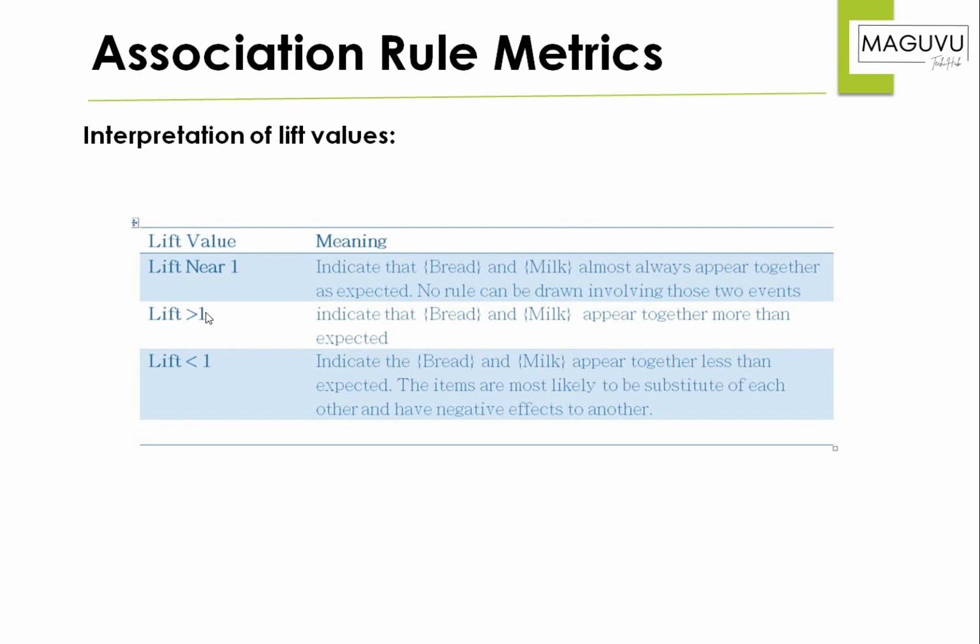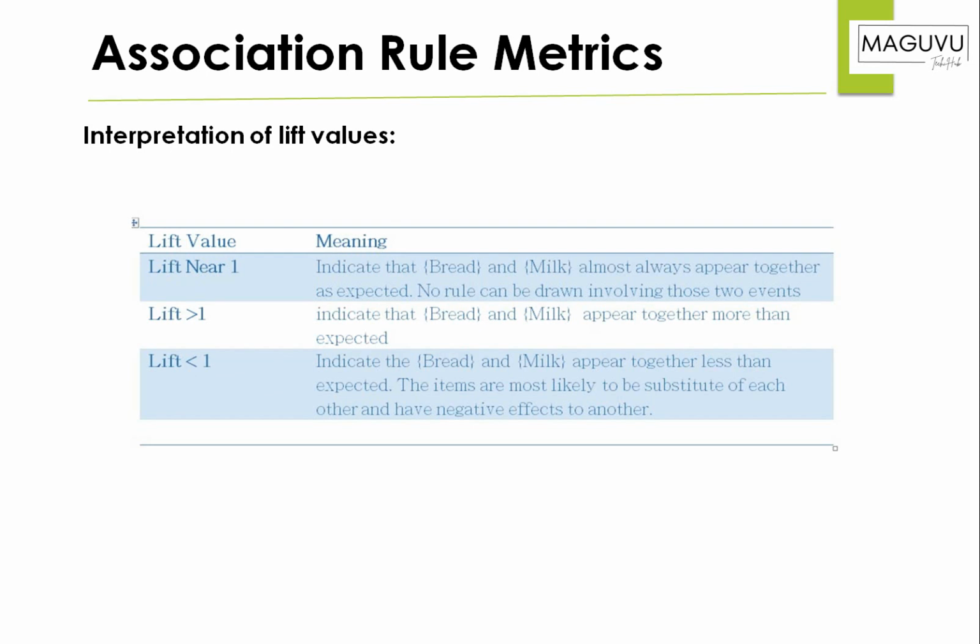When we get a value of the lift which is greater than 1, it indicates that bread and milk appear together more than expected. It means to say these are correlated to each other. When the lift is less than 1, it indicates that bread and milk appear together less than expected.